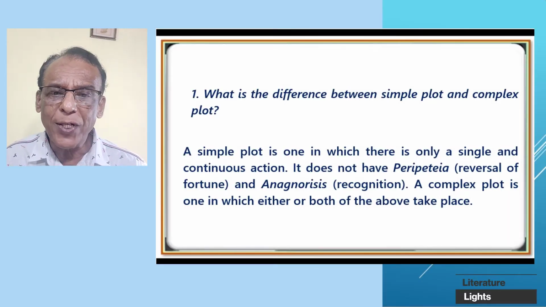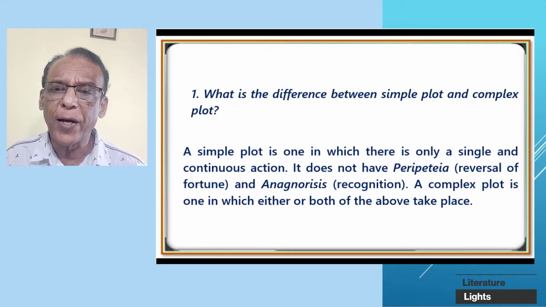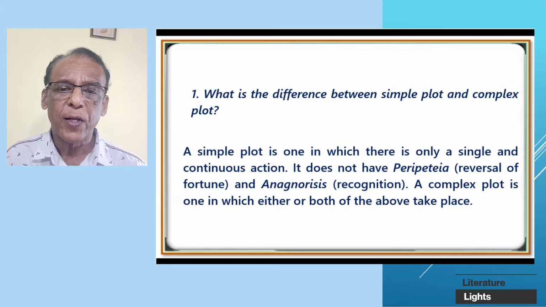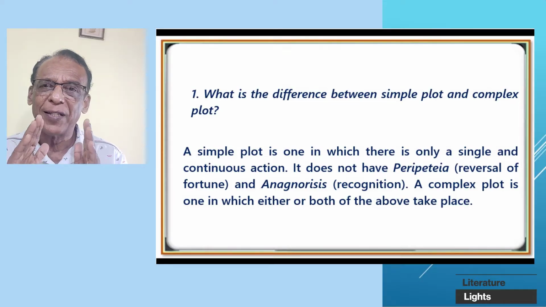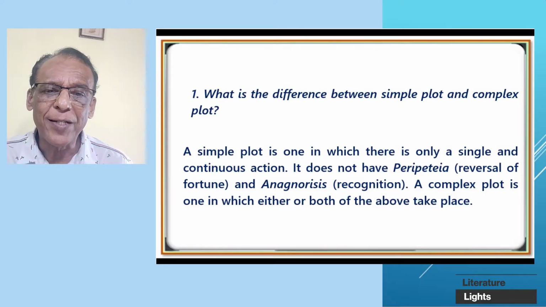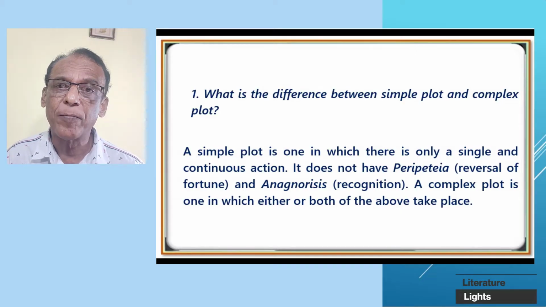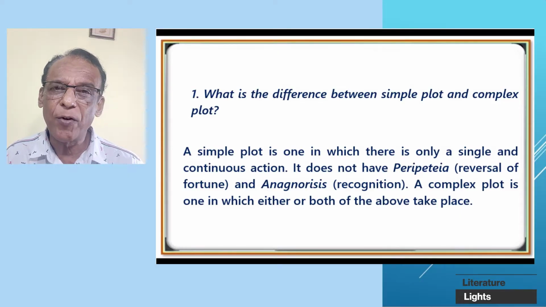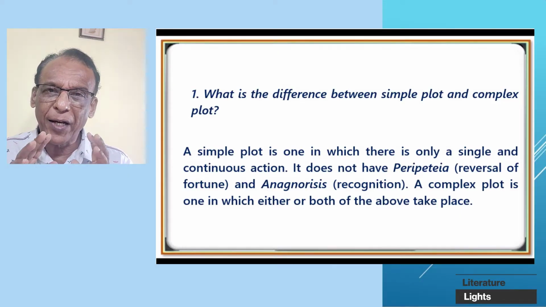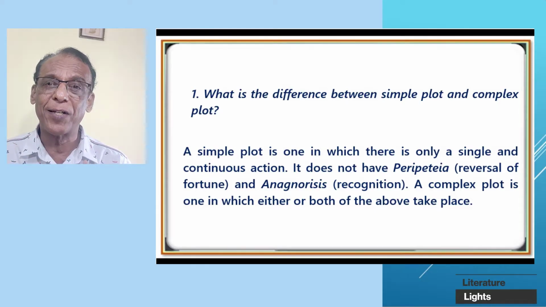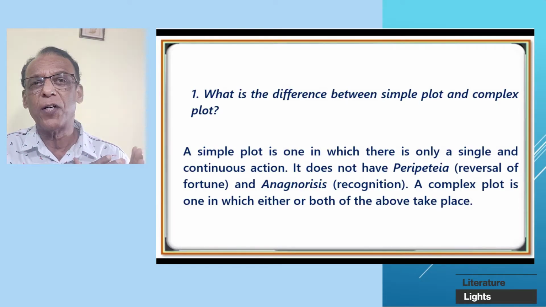Question number 1. What is the difference between a simple plot and a complex plot? A simple plot is one in which there is only a single and continuous action. There is one single continuous action. That is a simple plot. It does not have peripeteia and anagnorisis. Peripeteia is the reversal of fortune. The heroes', the protagonists' fortunes are reversed.